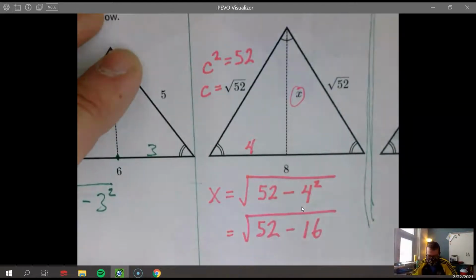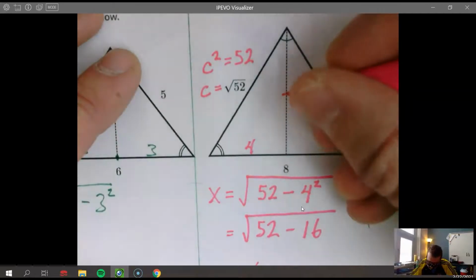What's the square root of 36? 6. I know how to do it. It's just hard.